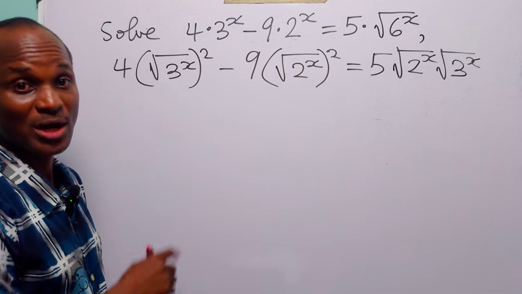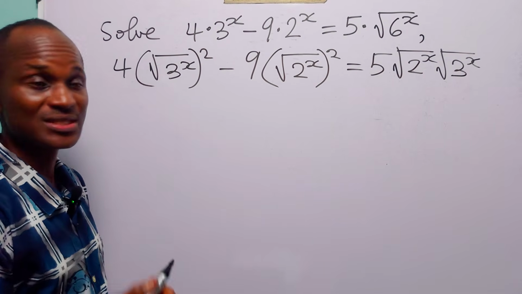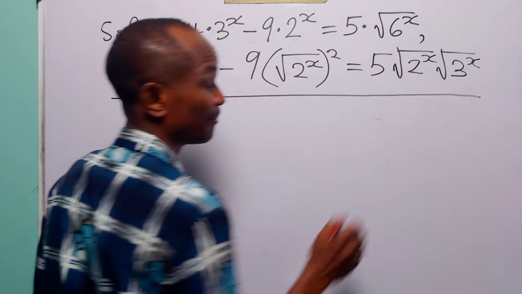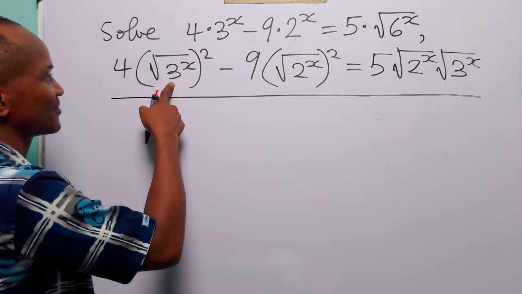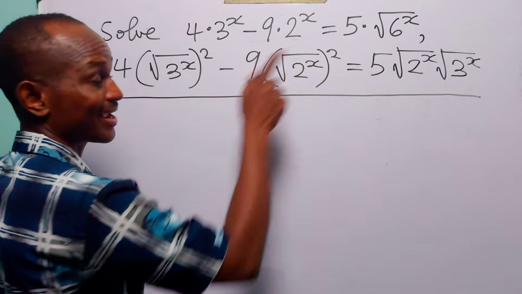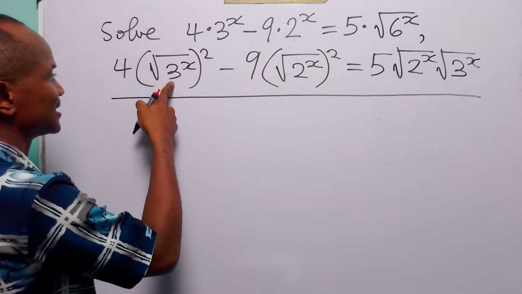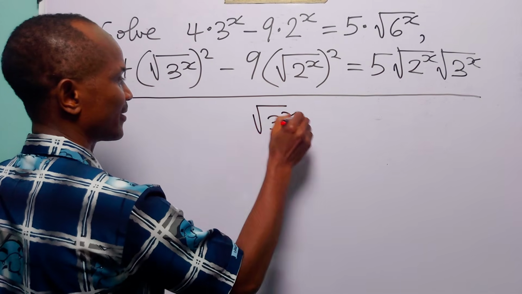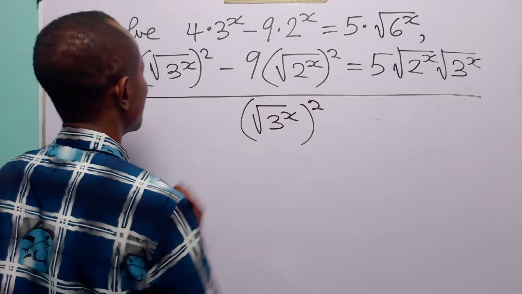Now, an alternative way of solving this equation is to start by dividing through this equation by either root 3 to the power x squared or root 2 to the power x squared. Now, let us divide through by root 3 to the power x squared.